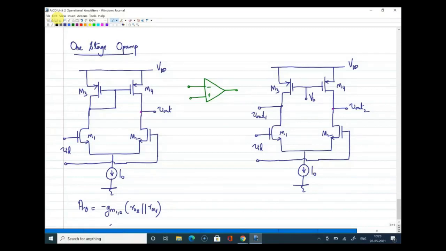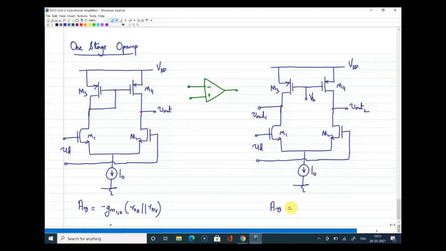All right. So now in this case, can you tell me what will be the gain? What will be the gain in this case? Can I get your response in the chat box? Minus GM1 into R0 1 parallel R0 3.